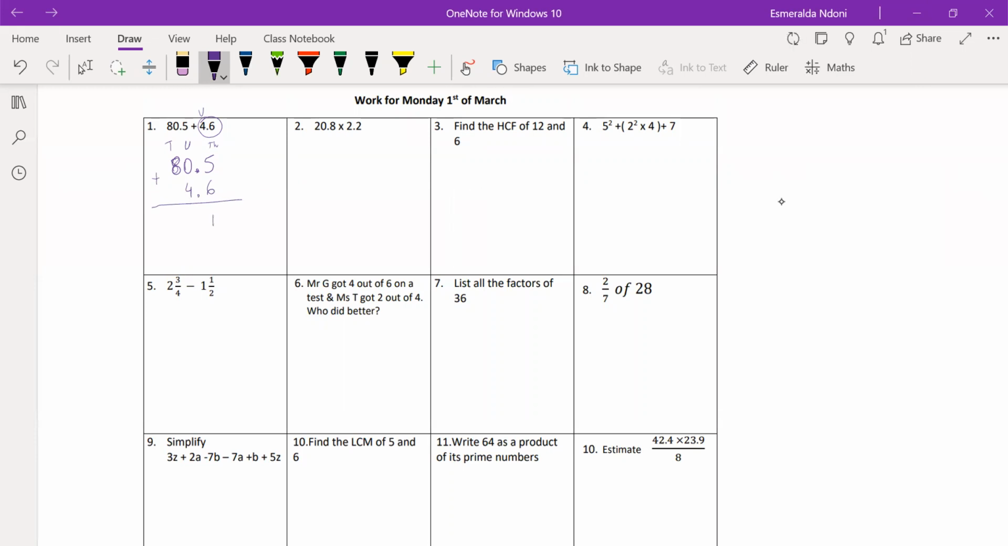5 add 6, 11. Carry the 1. 1 add 4, 5. Before you move on, decimal point. And then 8, it's on its own. So that's finished.